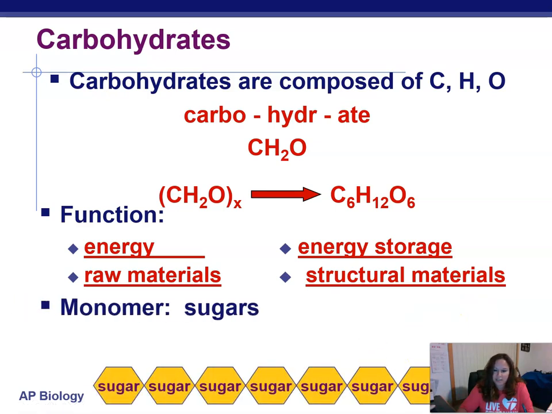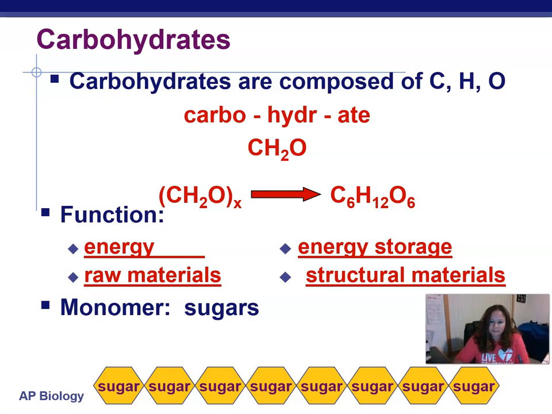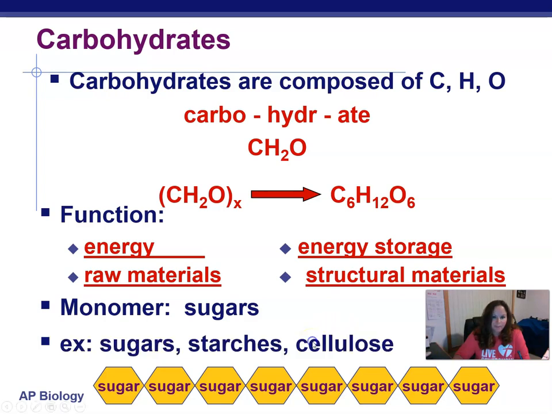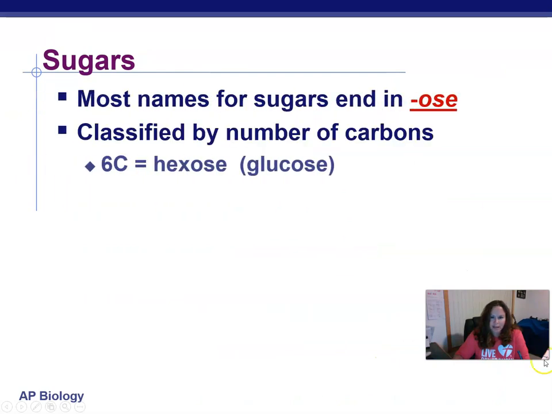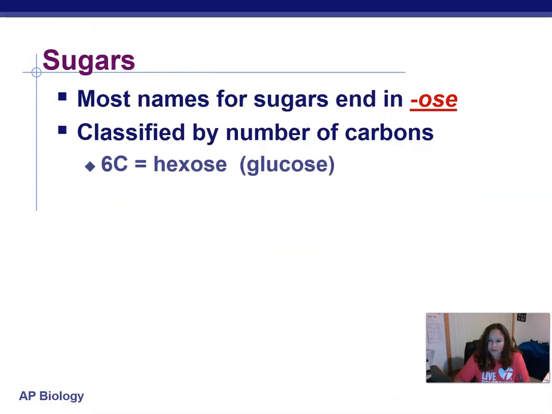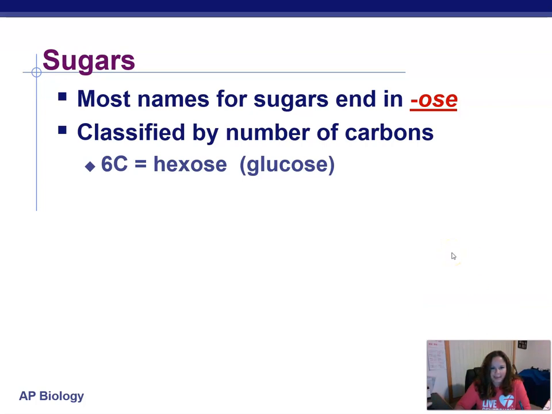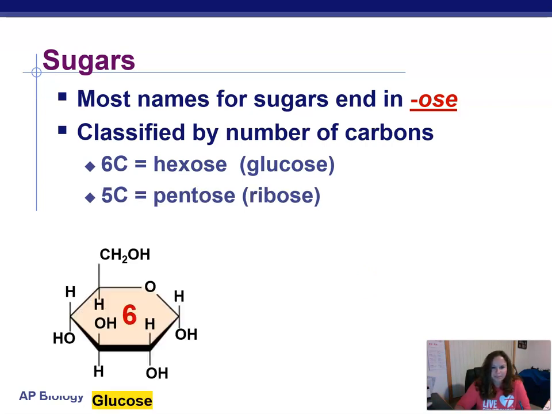Their monomers are sugars, and it's usually glucose. And remember, carbohydrates are classified as a polymer. So sugars, starches, and cellulose, that's the type of sugar that makes up the cell walls of plants. Alright, if you want to know if something's a sugar or not, look for the ose ending, like glucose, fructose, and sucrose, and lactose. All of them end in an ose, and even cellulose.